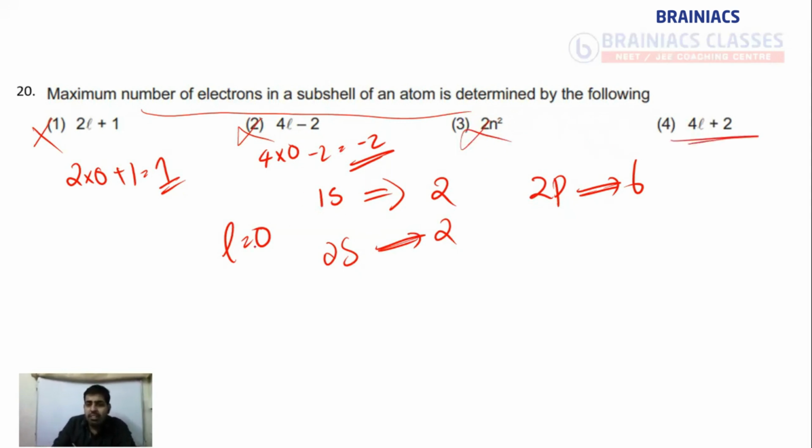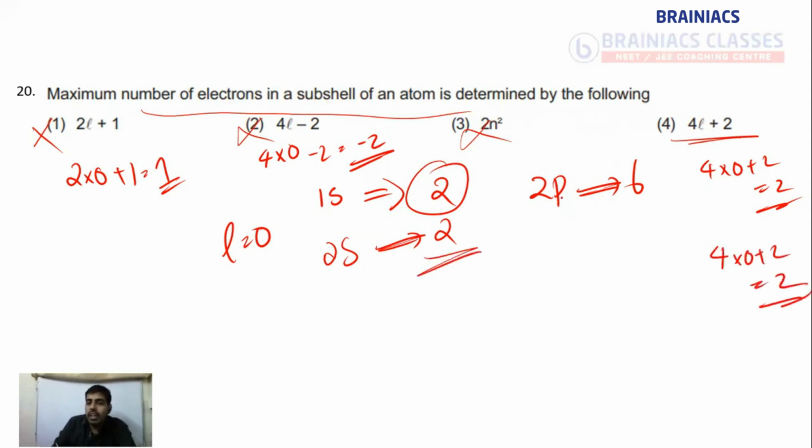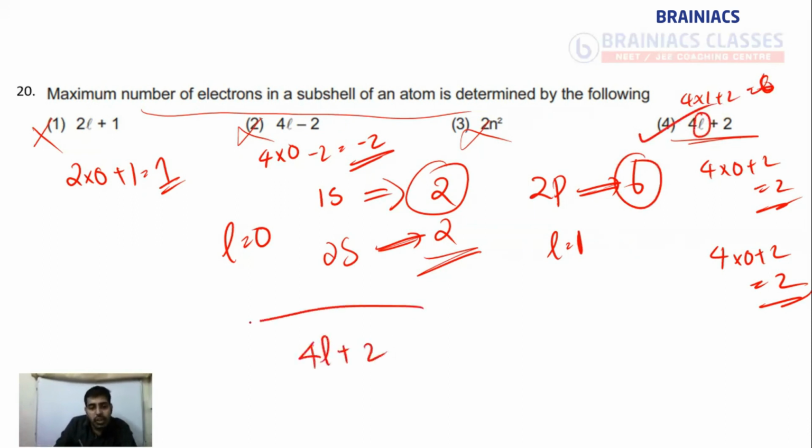Now for 1s, as l value is equal to 0, 4 into 0 plus 2, you'll get 2 electrons, right? Now for 2s, l value is equal to 0, so 4 into 0 plus 2, again 2 electrons. That's right. Now for 2p, l value is equal to 1, so you'll get 4 into 1 plus 2, you'll get 6 electrons. So the right equation is 4l plus 2. If you know the azimuthal quantum number, you can easily calculate the number of electrons in that subshell using this equation.